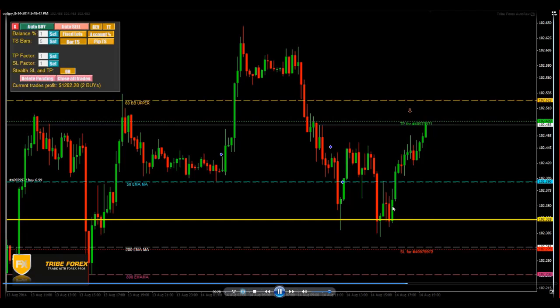But what we ended up doing here is watching it run all the way up. Now, we could have gotten in on the reversal. This is a reversal candle here. We ended up getting in on the triple threat 3 pattern.